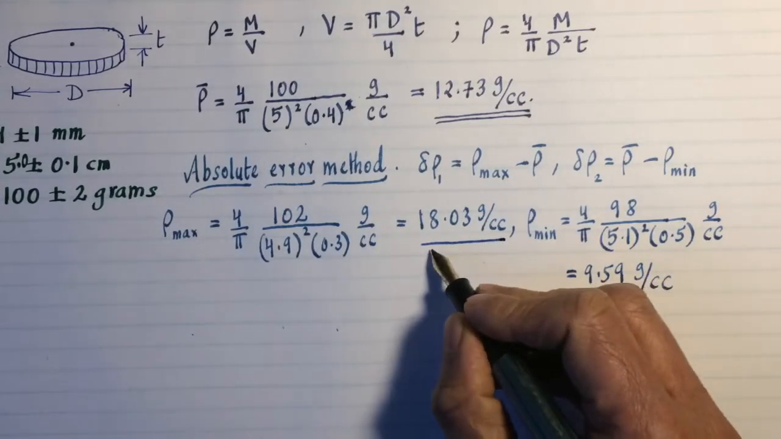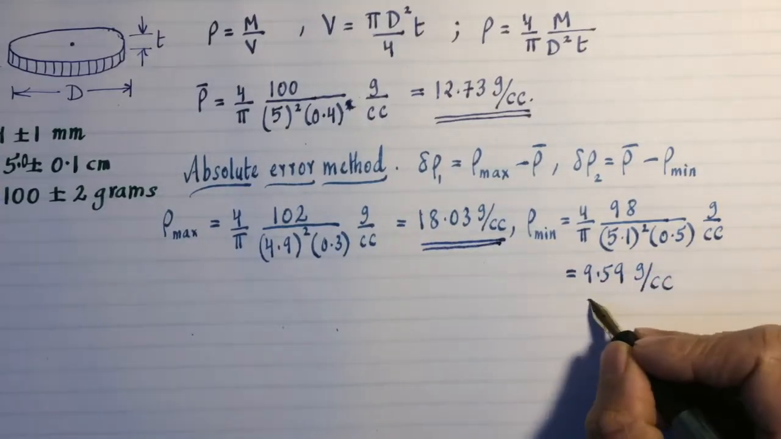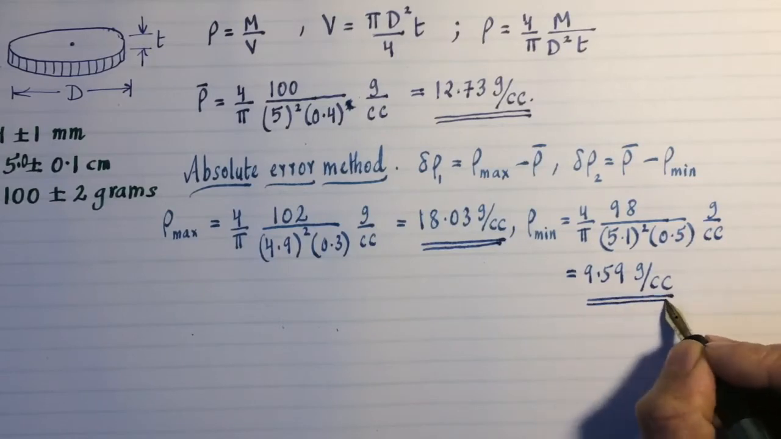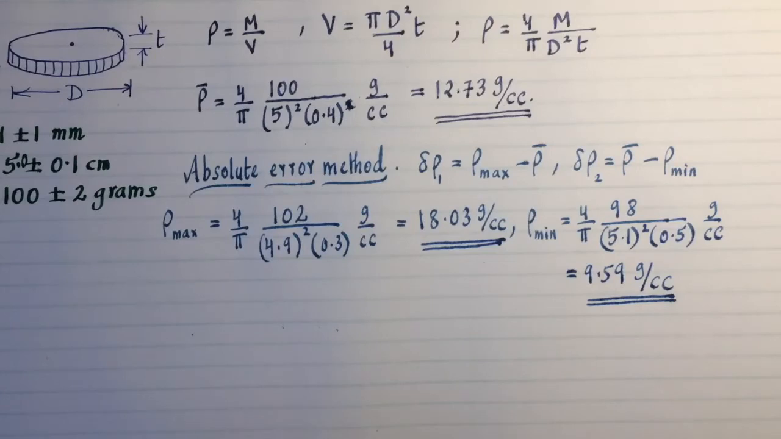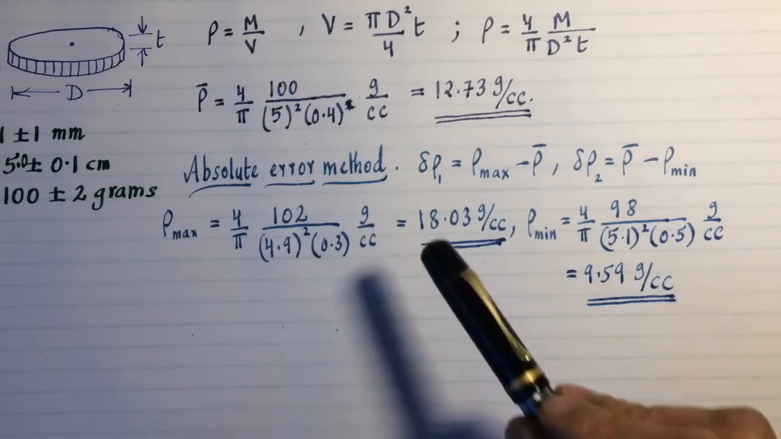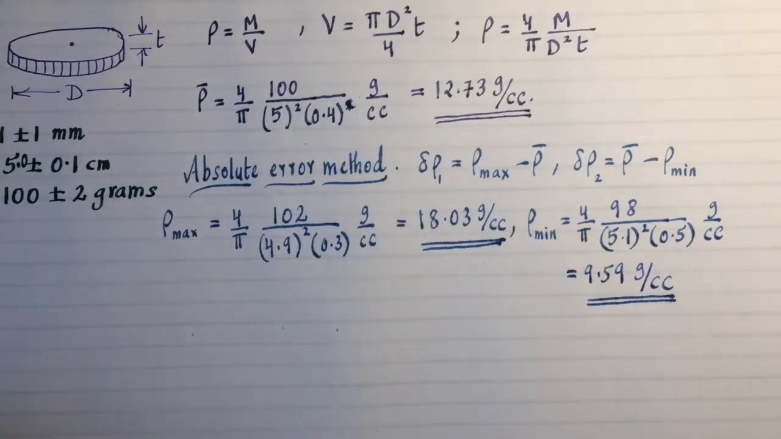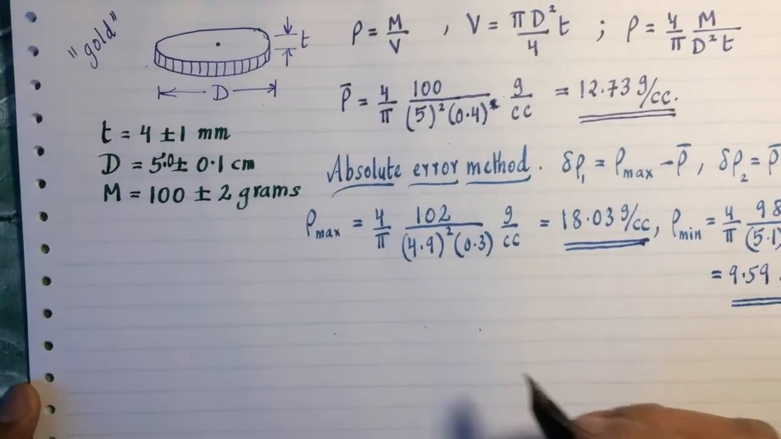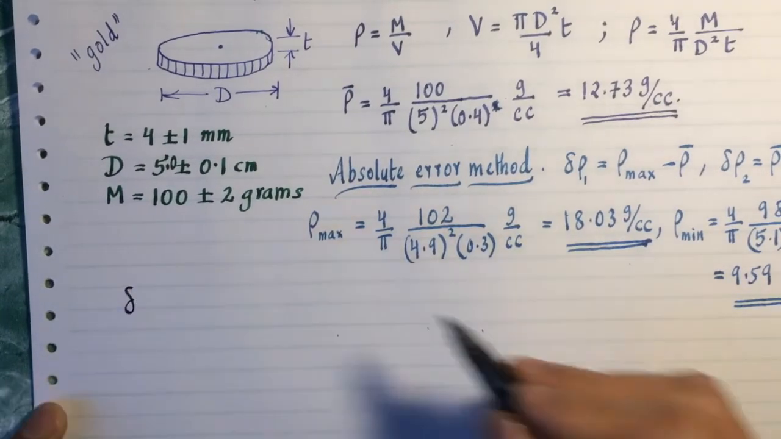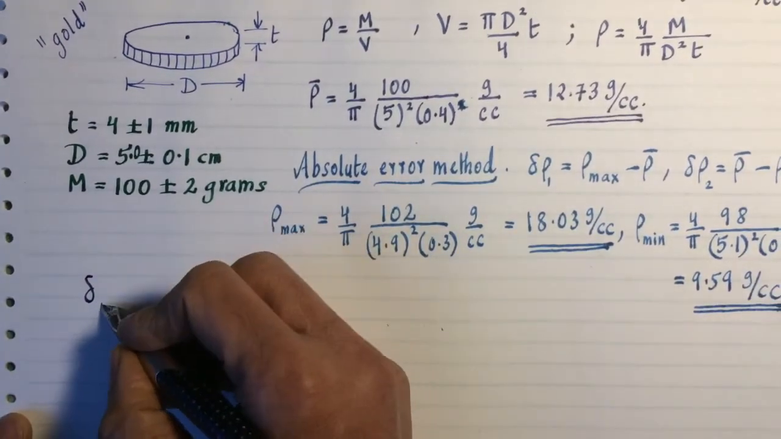Let me underline a few of these results. So you can see that the maximum value and the minimum value are where they need to be. So let's find out delta rho 1. Delta rho 1 is got by taking the maximum value and subtracting the average value from it. So I'm going to give you that result now.